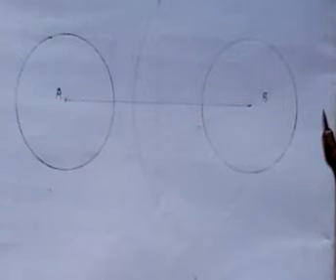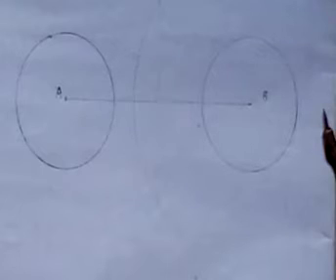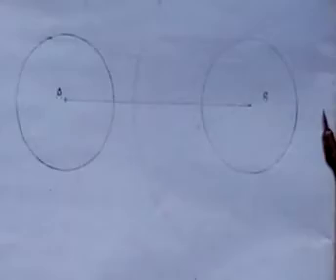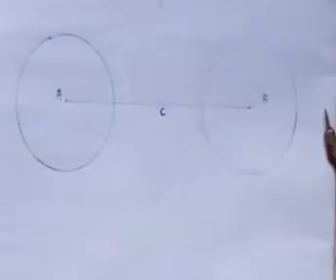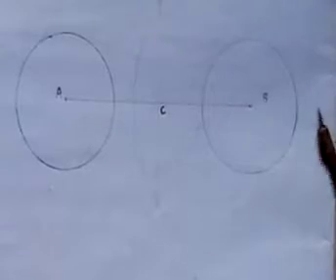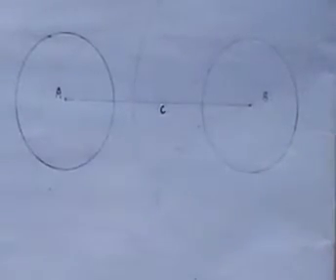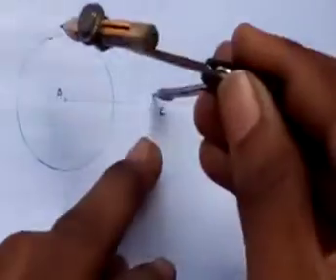The next stage, the third step, is to construct a semicircle on AC, cutting the circle at D. So now this semicircle will pass through this C. Let's call the center of this bisector C. So we'll construct a semicircle on this AC, and it will cut the circle at D.